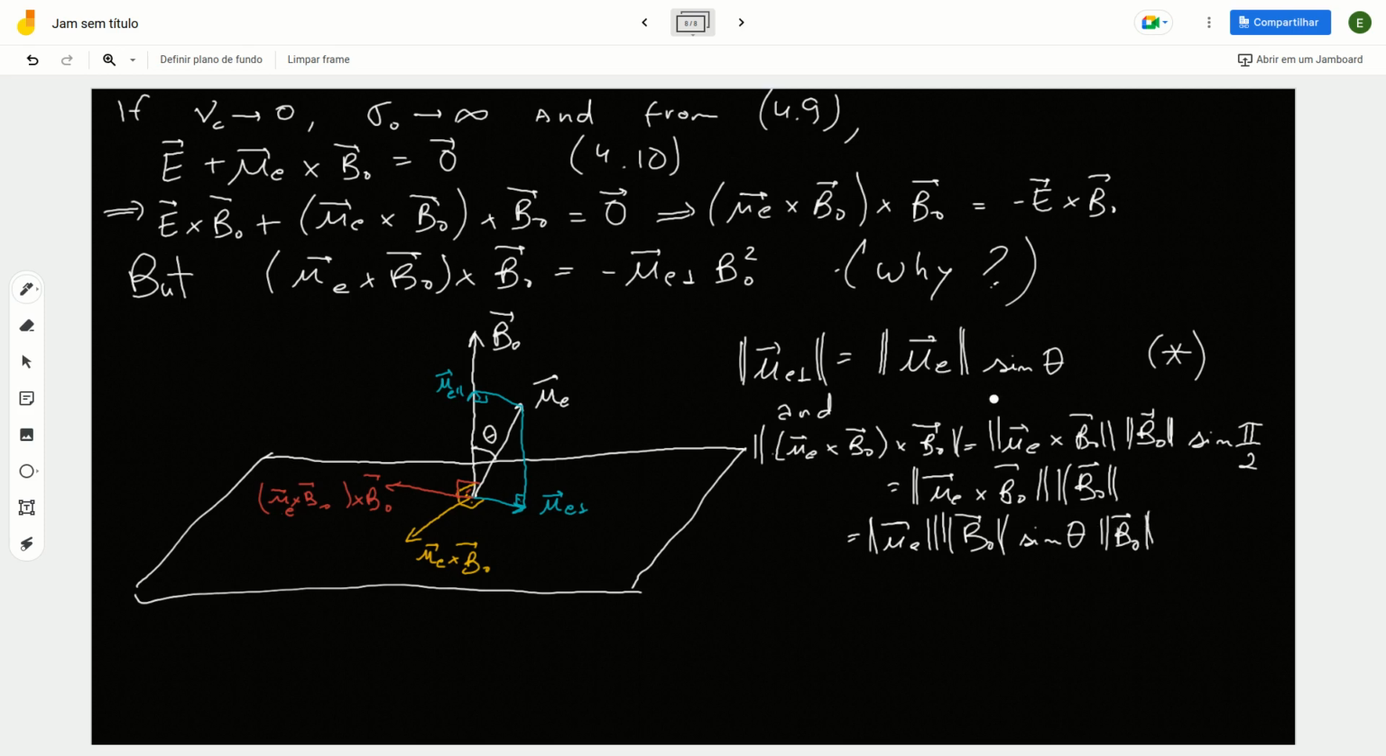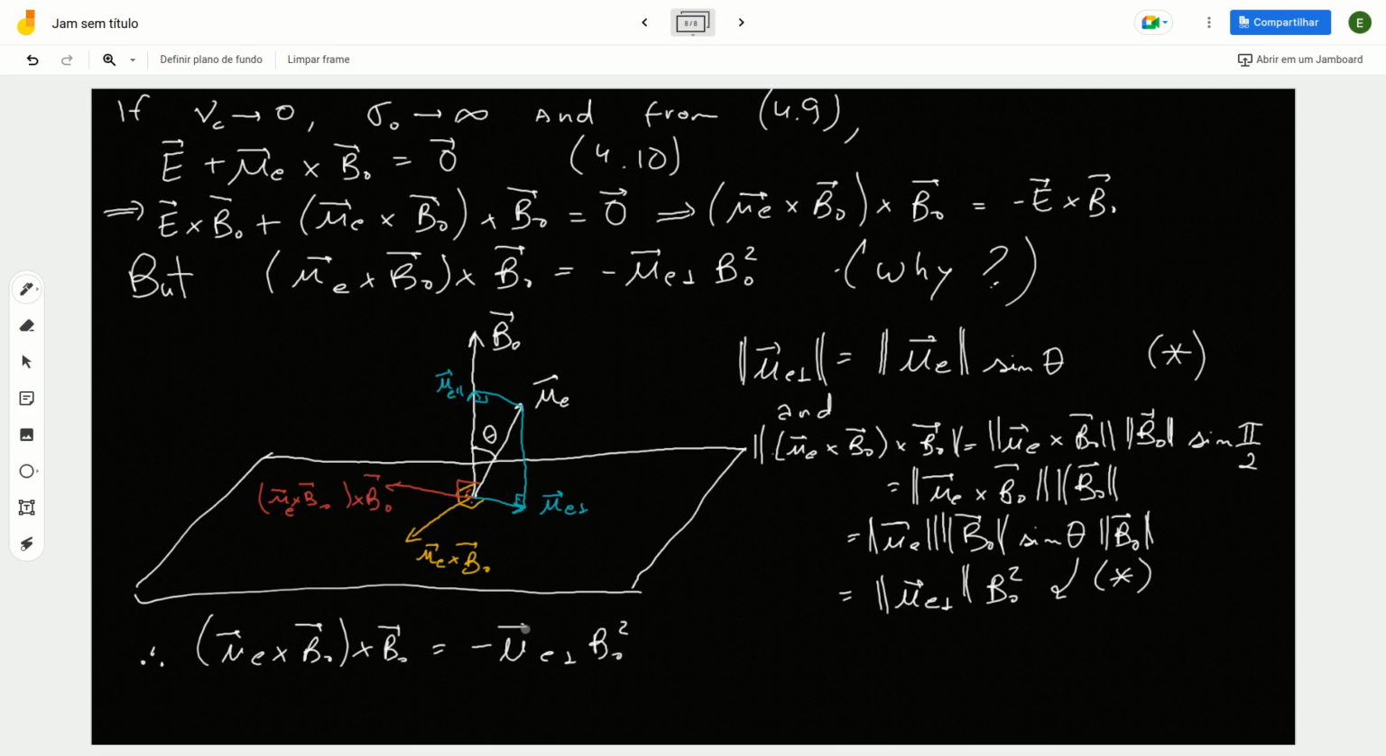Now, using star, we can have this times this is equal to this. So you have just UE perp times B naught square. Here I used this. Therefore, UE cross B0 cross B0 is equal to minus UE B0 square. This is the modulus. So this is a vector which has the same properties: it's parallel to this, it's the opposite direction to this, and it has this modulus. So this is the equality we're looking for.